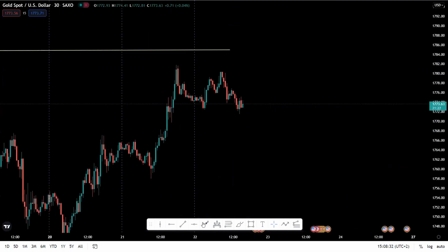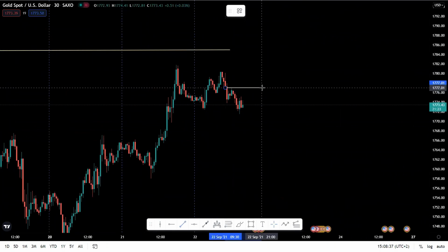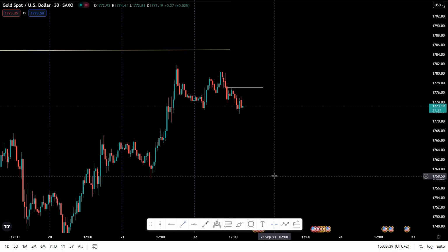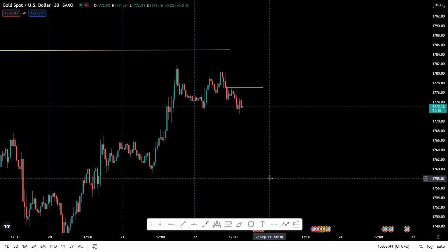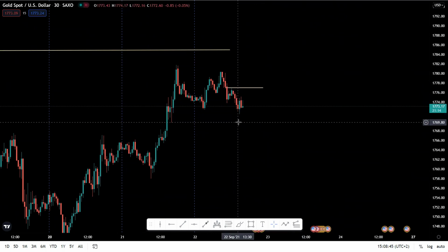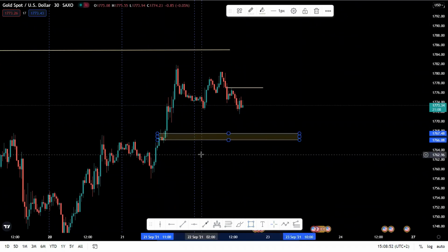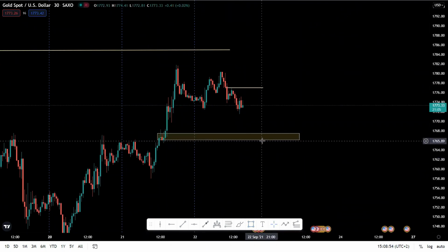So myself, I entered there so that I can take some opportunity. I entered somewhere there, right? That is where I entered and I'm still in a trade, okay? And I am expecting to take profit there on that order block. That is where I'm expecting to take my profit.